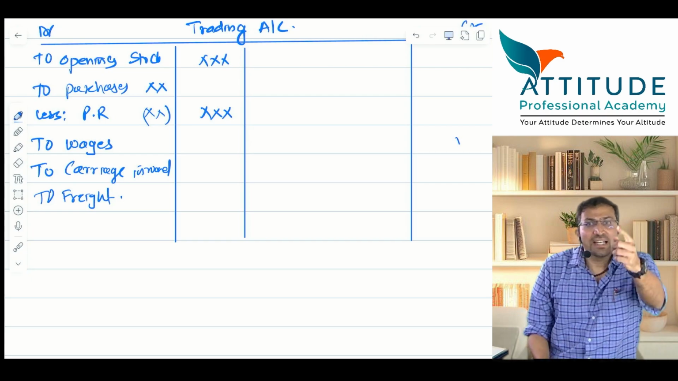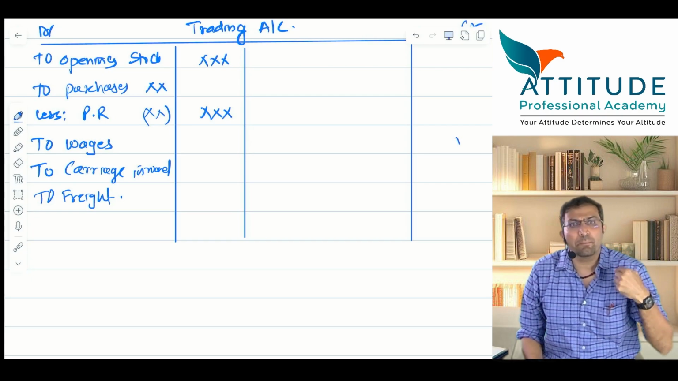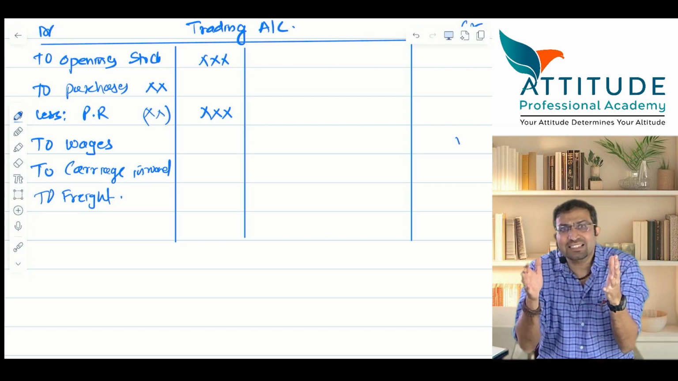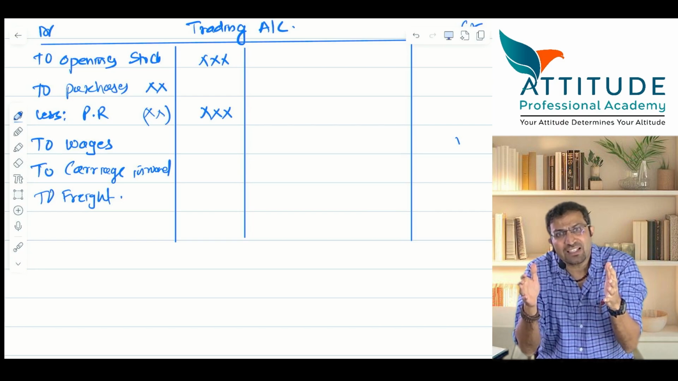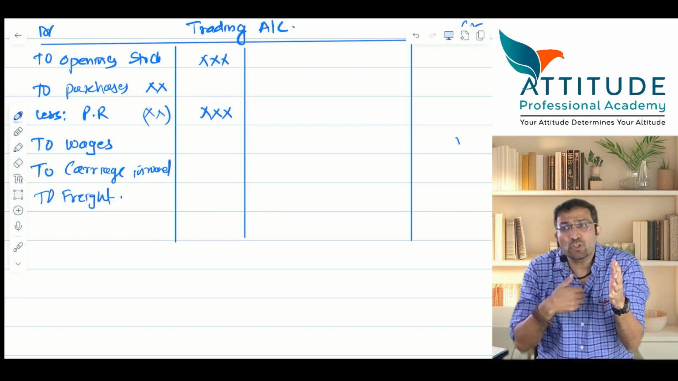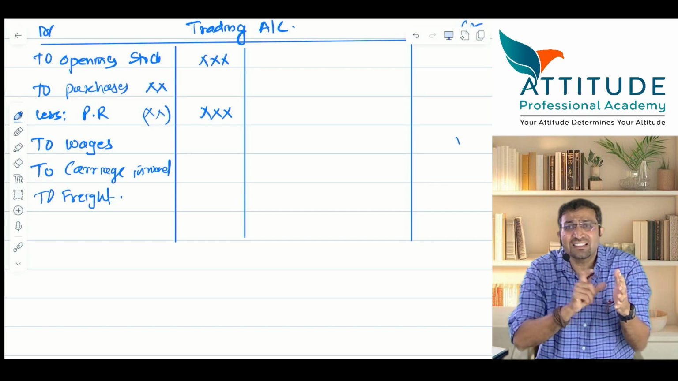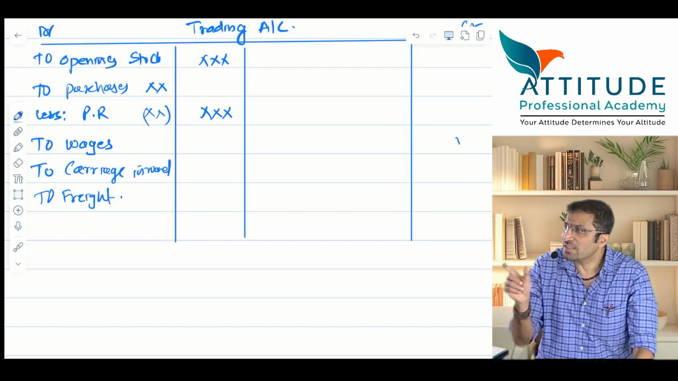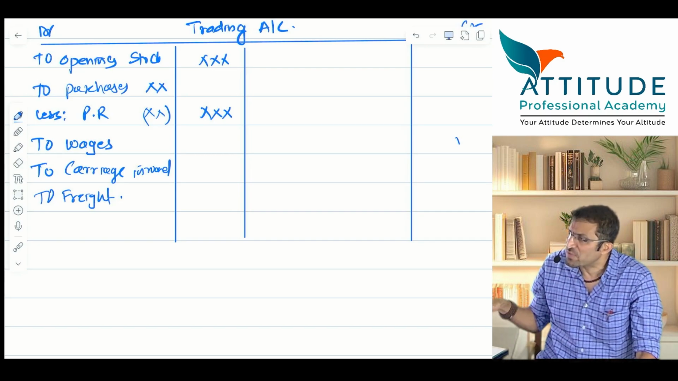Understood? Okay. Now if the goods are coming from Delhi to Belgaum, is there a risk that the goods will be lost by fire or theft? So I take insurance, transit insurance. Transit insurance is also a direct expense which will come in trading account.